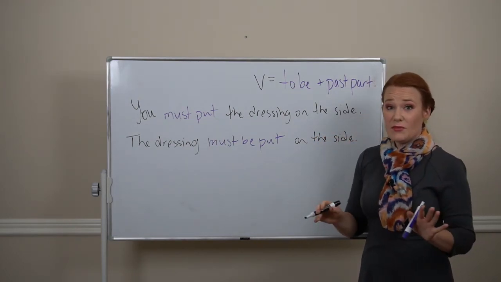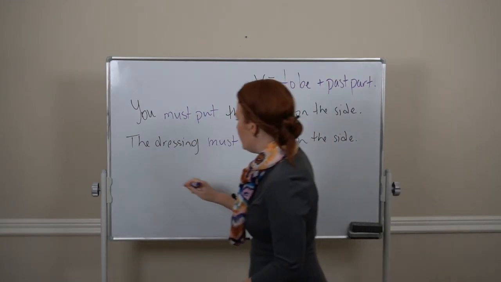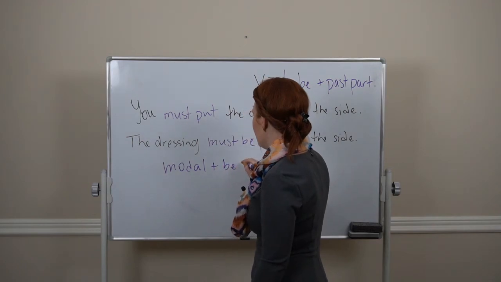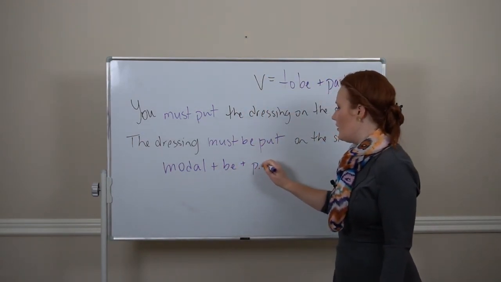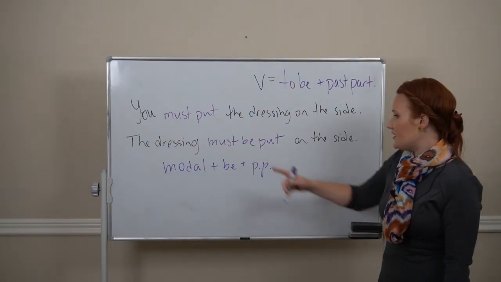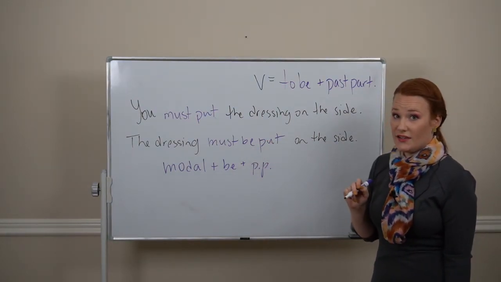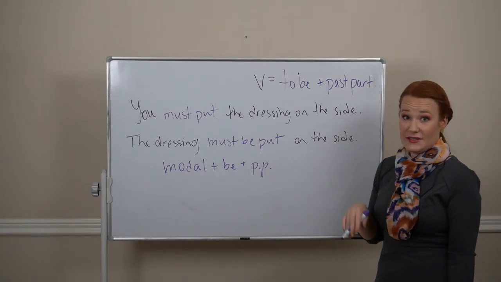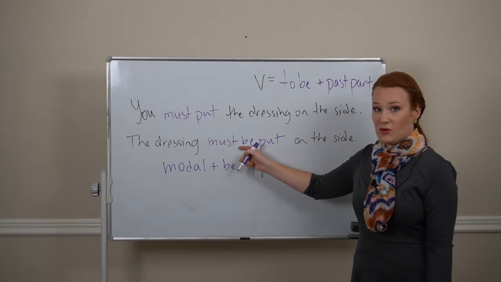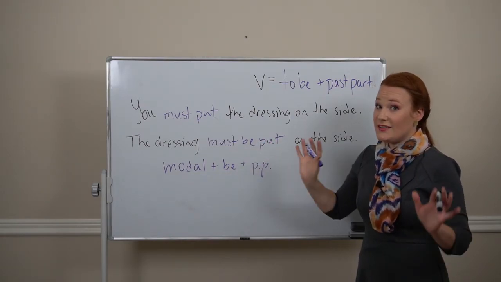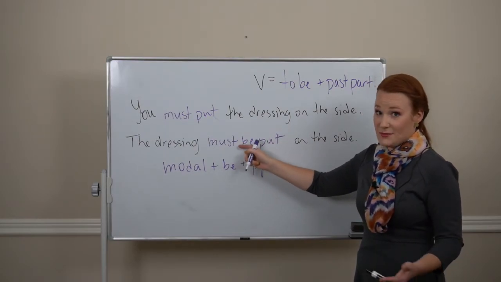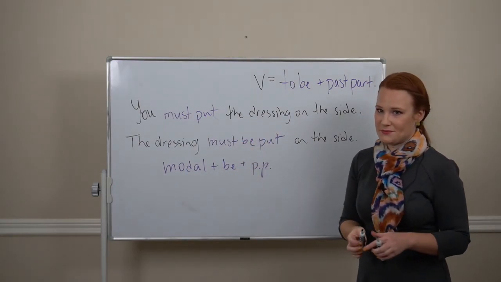So for any modal verb, it'll be the modal plus be plus the past participle of our main verb. The dressing should be put on the side. The dressing can be put on the side. So just add be after our modal verb, then the past participle. Still following this pattern: must plus to be, must be, and the past participle.